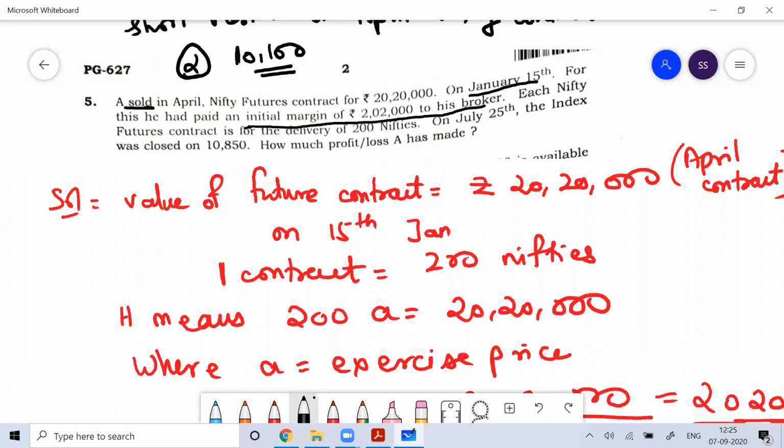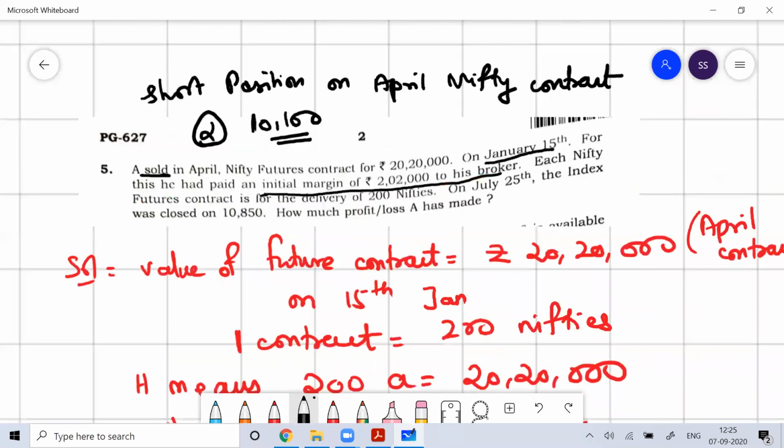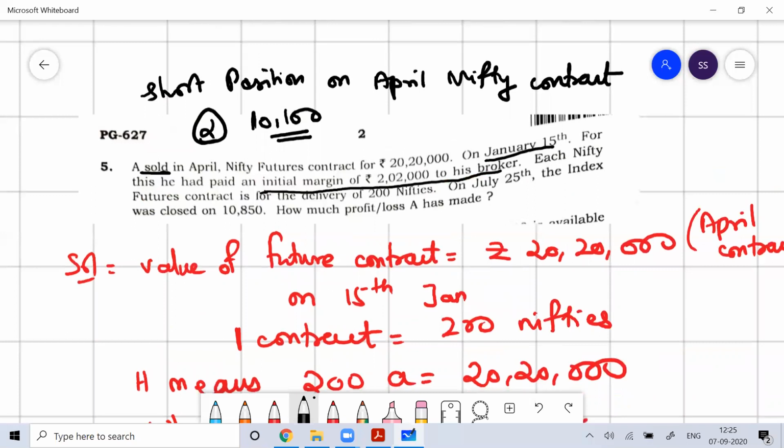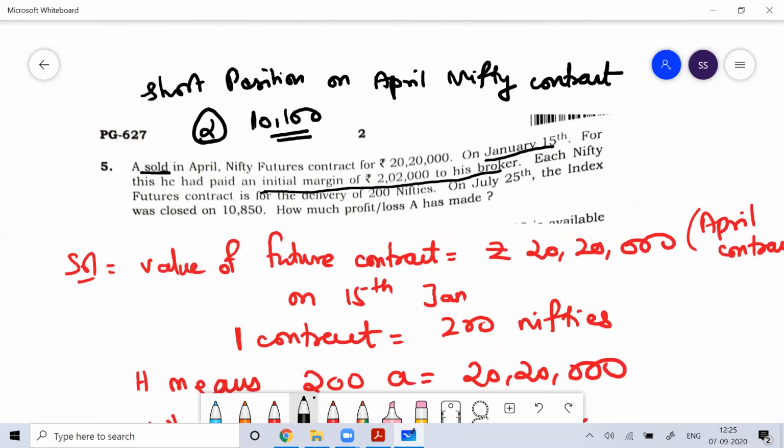Because you are obliged to follow the contract in the future, there is a possibility of unlimited profit and unlimited loss. So here you can see this person A, he sold an April Nifty contract at 10,100, believing that the Nifty would go below 10,100.